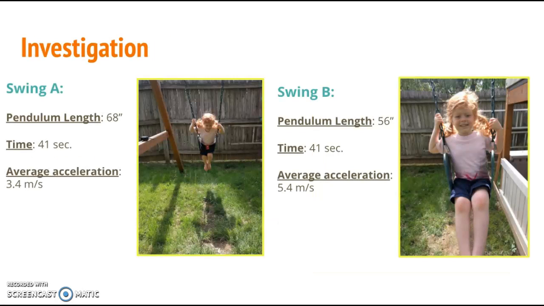So this is what we did. This was my daughter, Piper. She helped me out with it. The first swing she went on had a length of 68 inches, and she had an average acceleration of 3 meters per second squared. The second swing she went on was a little higher, so it was a shorter length, 56 inches long, and she had an average acceleration of 5.4 meters per second squared.